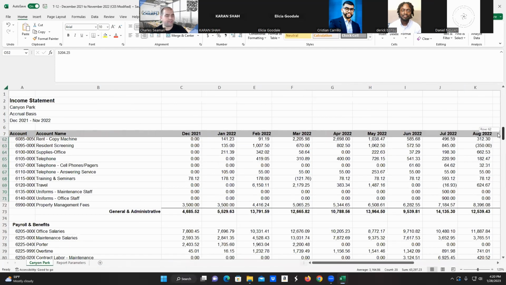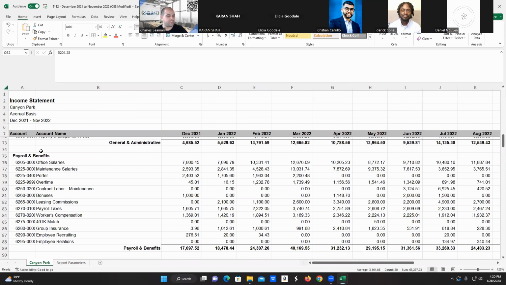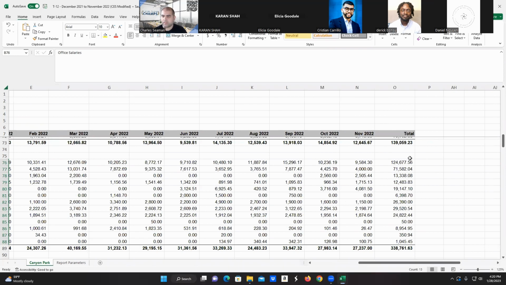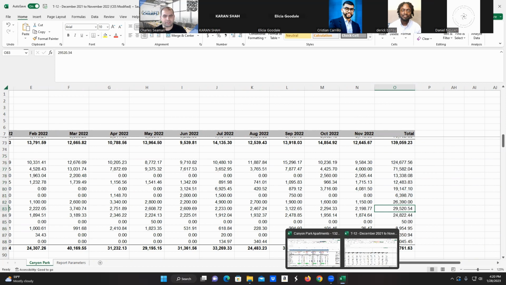Okay, so next thing we have is payroll and benefits. Do you guys agree these are all payroll items? Yes. Yep. And our total there is 338,761.63.